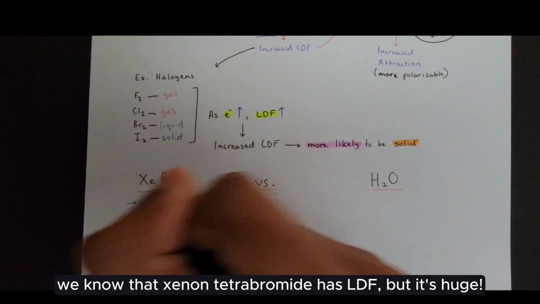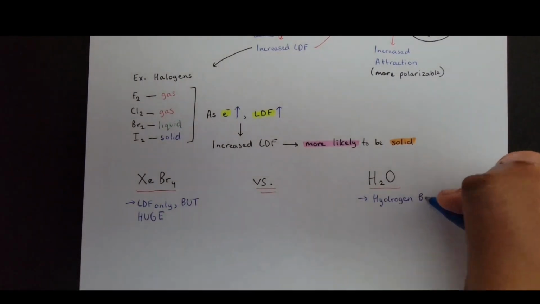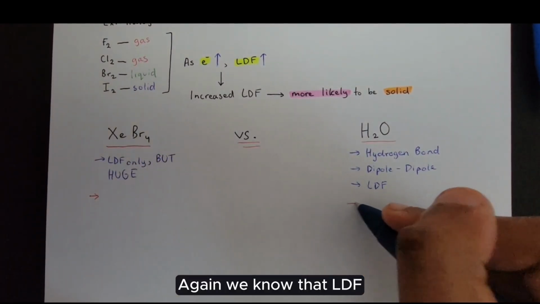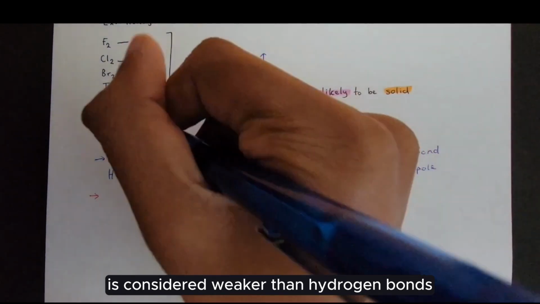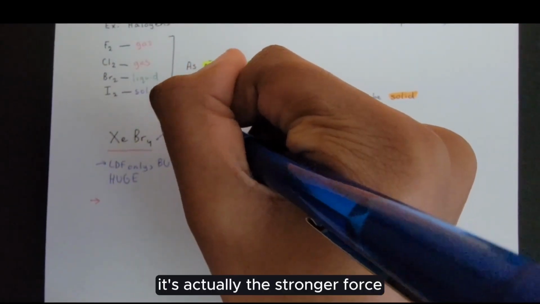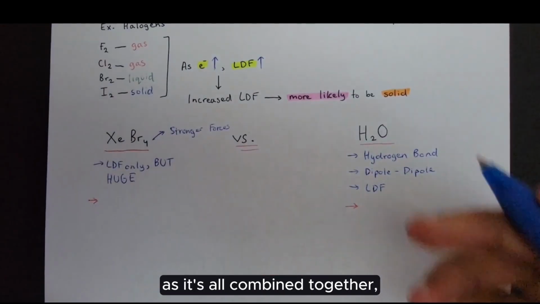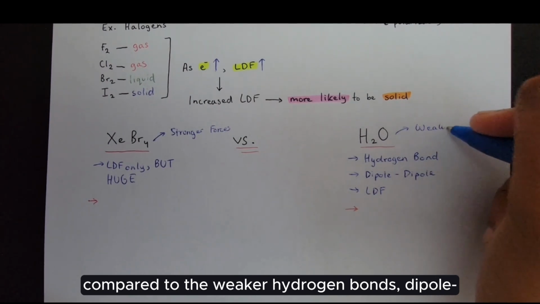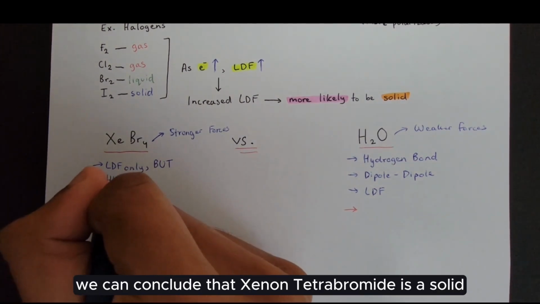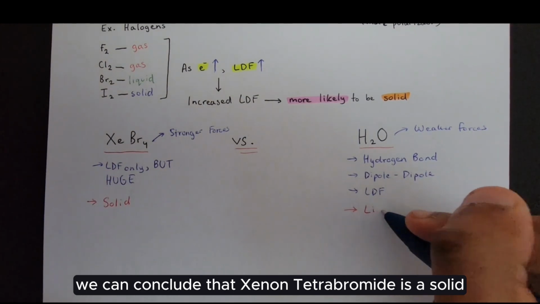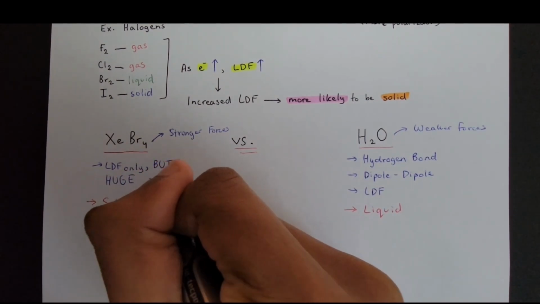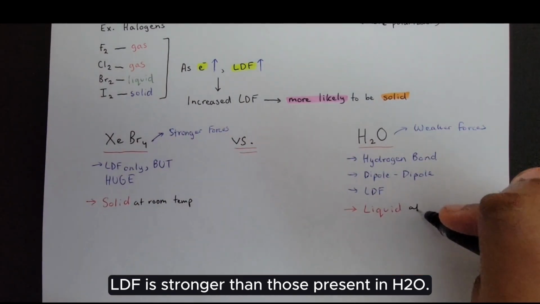Now, to do a brief summary of the intermolecular forces in xenon tetrabromide and H2O, we know that xenon tetrabromide has LDF, but it's huge. Water, on the other hand, has hydrogen bonds, dipole-dipole, and LDF. Again, we know that LDF is considered weaker than hydrogen bonds and dipole-dipole, but considering the size of xenon tetrabromide, it's actually the stronger force as it's all combined together compared to the weaker hydrogen bonds, dipole-dipole, and LDF of H2O. Therefore, we can conclude that xenon tetrabromide is a solid at room temperature, mainly because the intermolecular force of the combined LDF is stronger than those present in H2O.